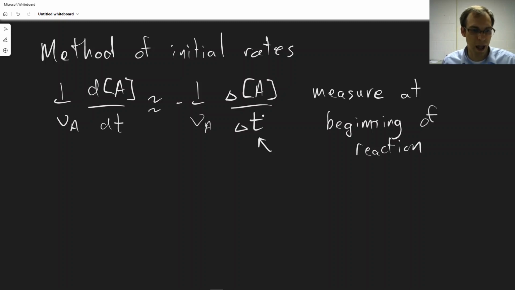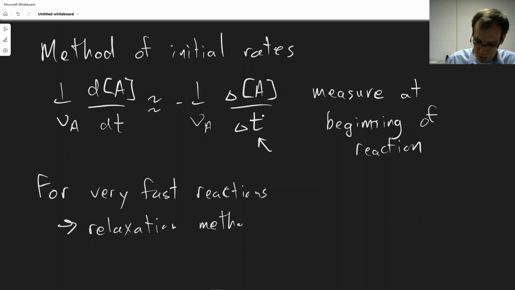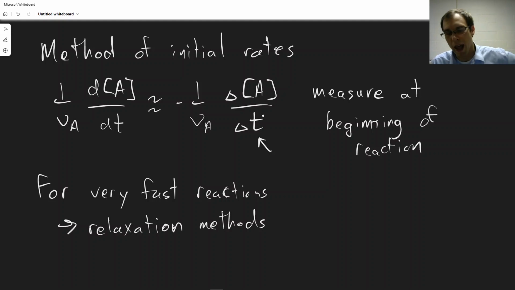One other method, and that we can do for very fast reactions, these types of strategies are sort of difficult to employ because maybe your reaction happens on the millisecond or nanosecond or microsecond time scale, and you can't really watch it in real time necessarily. There is another general class of methods called relaxation methods, where you have a system at equilibrium and you make some sudden change to it that changes the equilibrium, and you measure how quickly the equilibrium is reestablished, and that tells you how fast that reaction is happening.